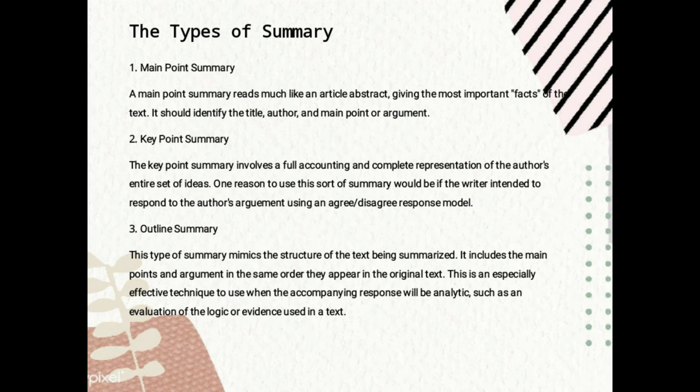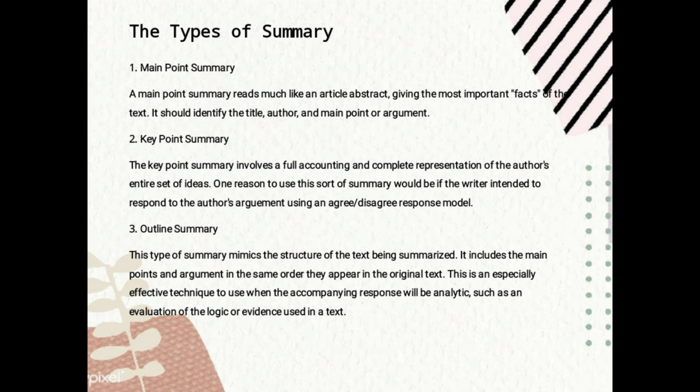The next is the types of summary. The first type is the main point summary. A main point summary reads much like an article abstract, giving the most important facts of the text. It should identify the title, author, and main point or argument. And the second one is the key point summary. The key point summary involves a full accounting and complete representation of the author's entire set of ideas. One reason to use this sort of summary would be if the writer intended to respond to the author's argument using an agree or disagree response model.